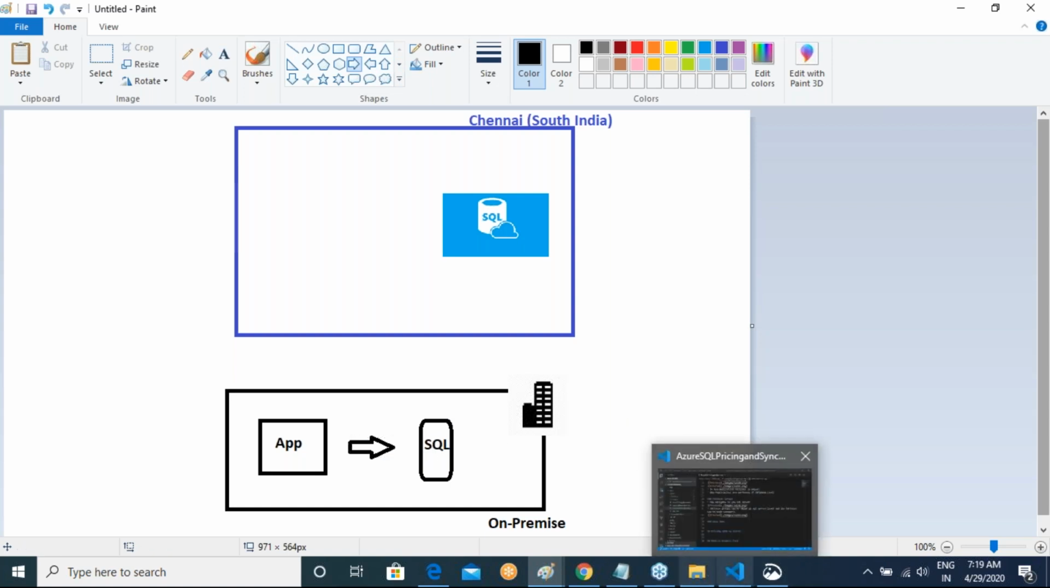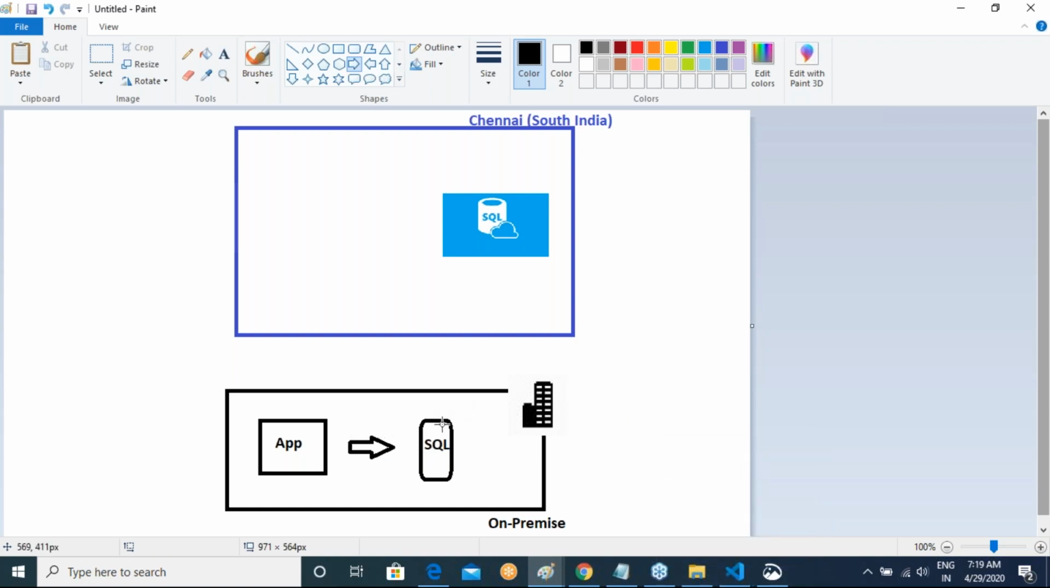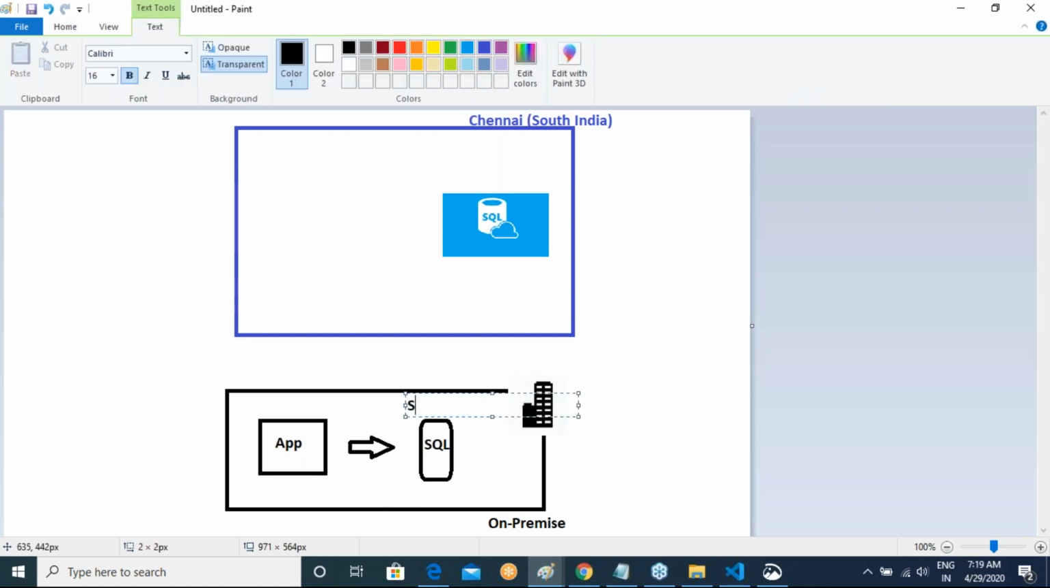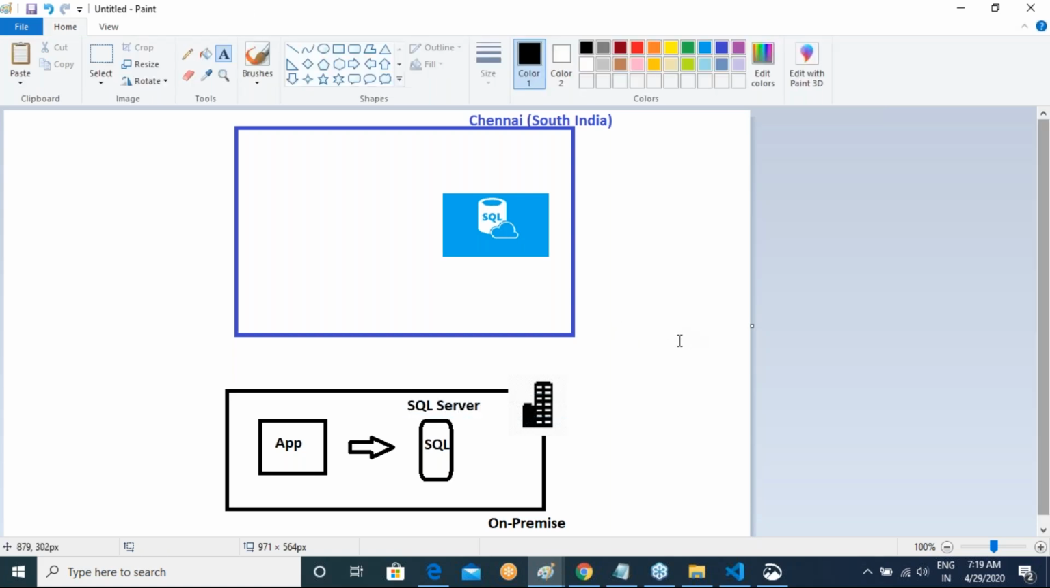Now what you want to do is sync the data between the SQL server in your office and the SQL server on the cloud. Now how do I deal with this? You want to sync.